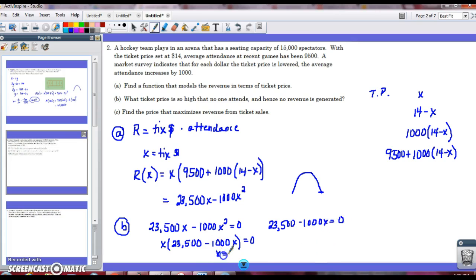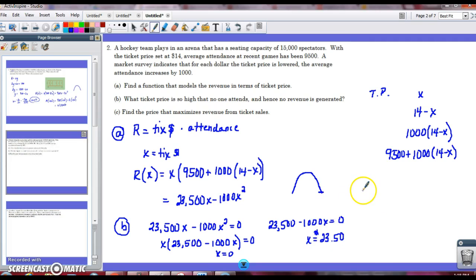We know that X is 0. And then we solve this for X. So subtract 23,500 from both sides and divide by 1,000. We end up with 23.50, which would be the price that would cause nobody to come to the game.